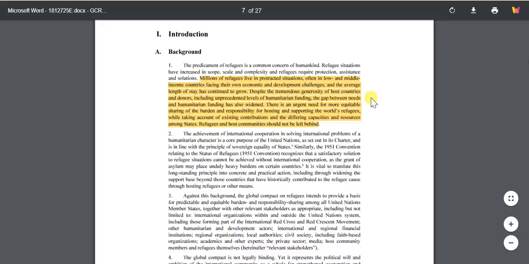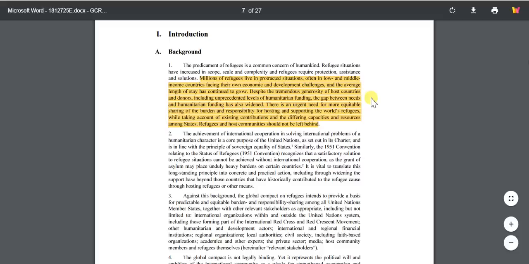Despite the tremendous generosity of host countries and donors, including unprecedented levels of humanitarian funding, the gap between needs and humanitarian funding has also widened. Okay, this is me for a second. I notice a trend. It's not enough. Despite unprecedented levels of humanitarian funding, it's not enough. We need to tax you. We need to get more money. Okay, back to the document.